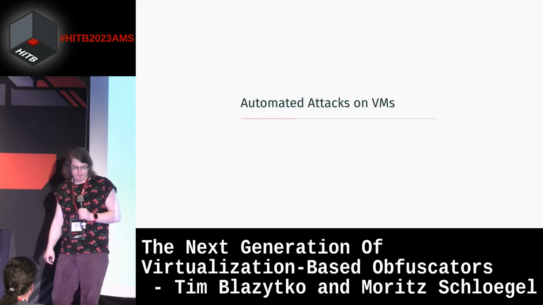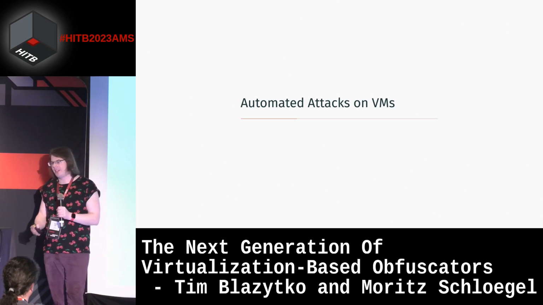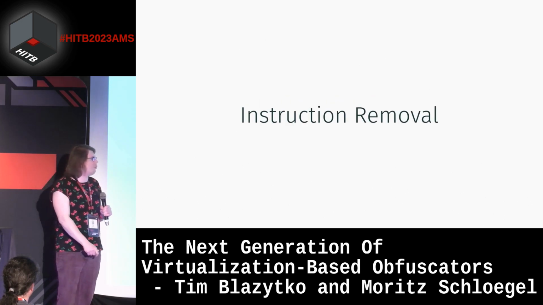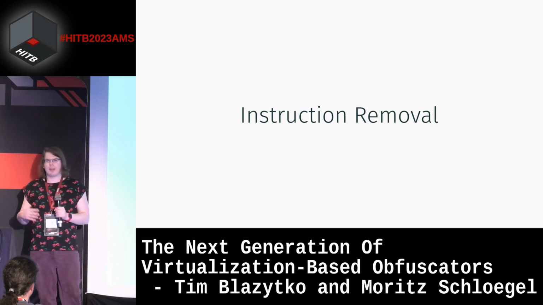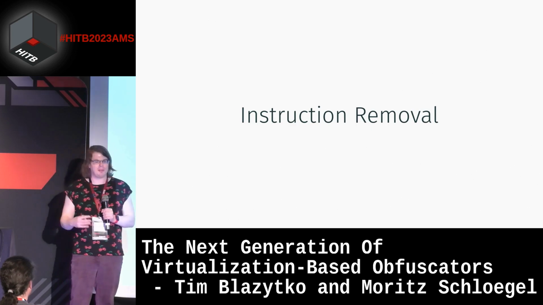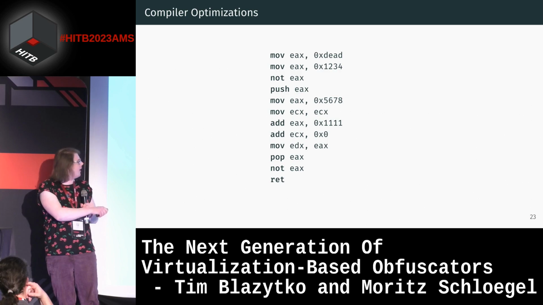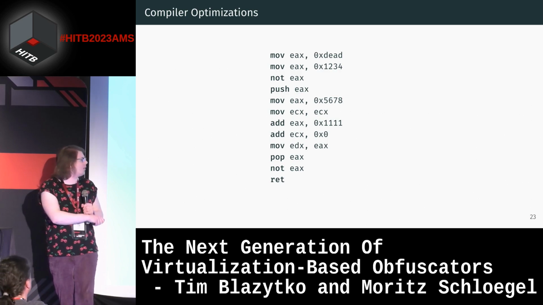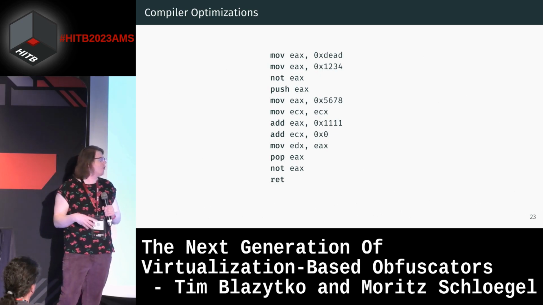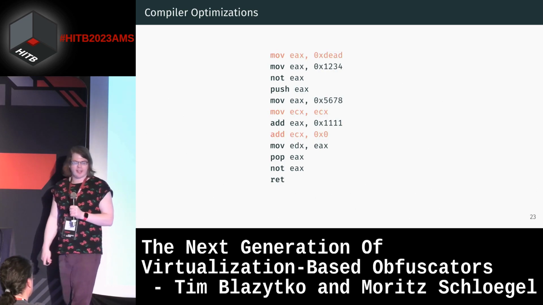So, question is, what kind of attacks exist to simplify existing VM handlers? One of the easiest and well-known ones are instruction removal or compiler optimizations, or a specific set of compiler optimizations. Think about this code. So we have around 10 to 15 lines of code here. What does this exactly do? Or is there anything which is not required? So, yes. Let's have a look at these examples.